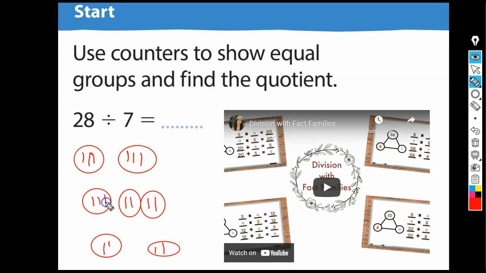15, 16, 17, 18, 19, 20, 21, 22, 23, 24, 25, 26, 27, 28. Okay, so how many in each group? Four. So 28 divided by 7 is? Four. If I'm using the yellow card, I'm going to go to 7, go straight across to 28, then go straight up.